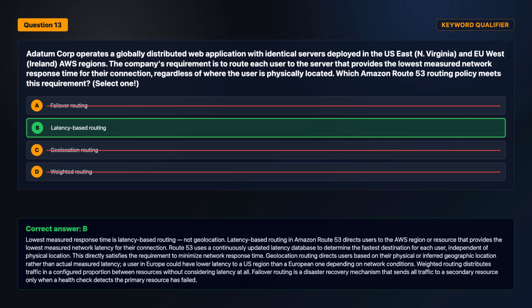Geolocation routing directs users based on their physical or inferred geographic location, rather than actual measured latency. A user in Europe could have lower latency to a US region than a European one depending on network conditions. Weighted routing distributes traffic in a configured proportion between resources without considering latency at all. Failover routing is a disaster recovery mechanism that sends all traffic to a secondary resource only when a health check detects the primary resource has failed.